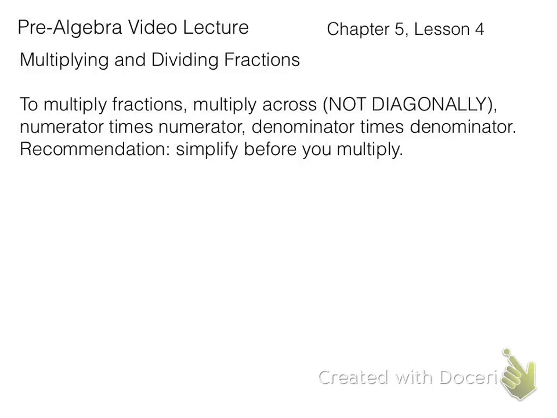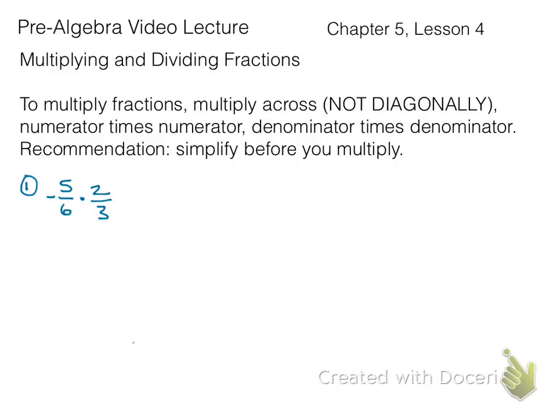Alright, so again, you're going to multiply the numerators together, that's the top numbers. You're going to multiply the denominators together, those are the bottom numbers. And our recommendation is to simplify before you multiply, but again, it is not a requirement. I will show you a few problems where I simplified before I multiplied and where I simplified after I multiplied.